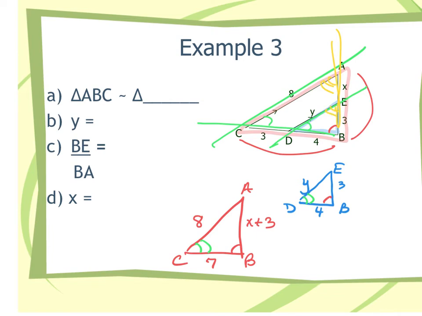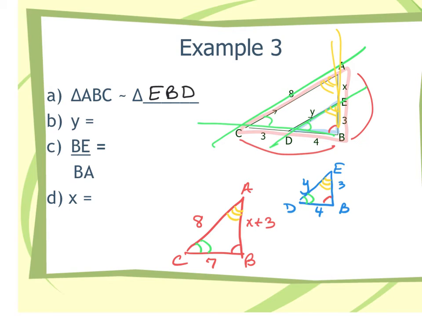So this will help me with my statement. So you can see A matches with E, so I'm going to write that first. Then B matches with B, and then C matches with D. So that's your similarity statement. The order matters there.